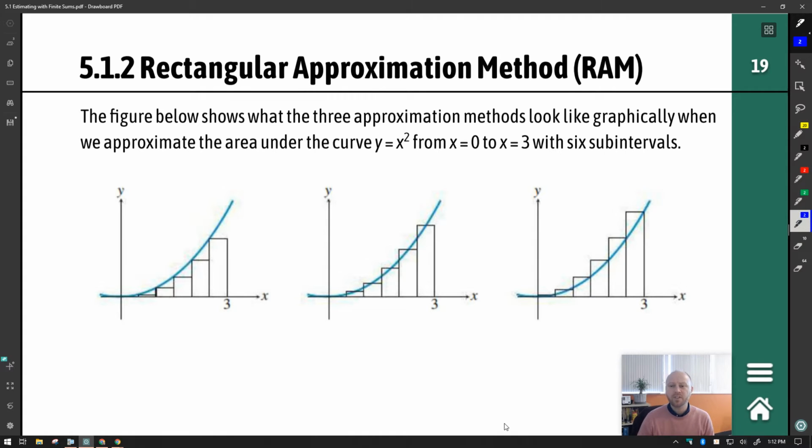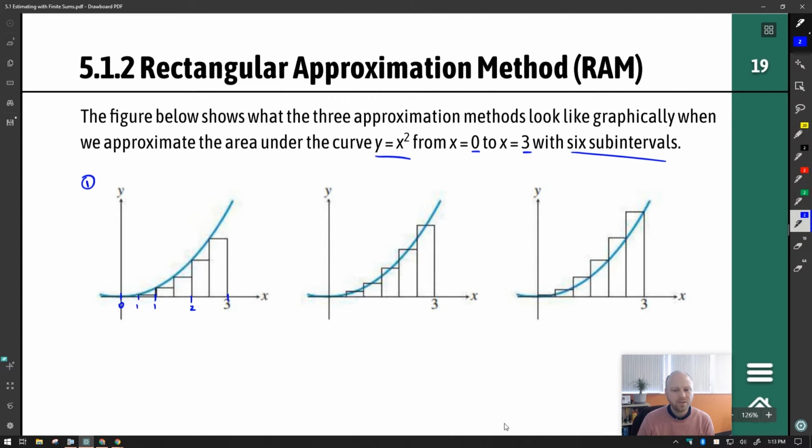So this graphic gives us an idea about what each of those scenarios looks like. It shows you those three approximation methods and graphically what you're doing if you're trying to find the area under the curve y equals x squared, starting at x equals 0, going to x equals 3, and using 6 subintervals. So let's take a look. In the first image, we'll call this one number 1, we have, starting at 0, here's 1, here's 2, there's 3. We've diced up, or sliced up, 0 to 3 into 6 subintervals.